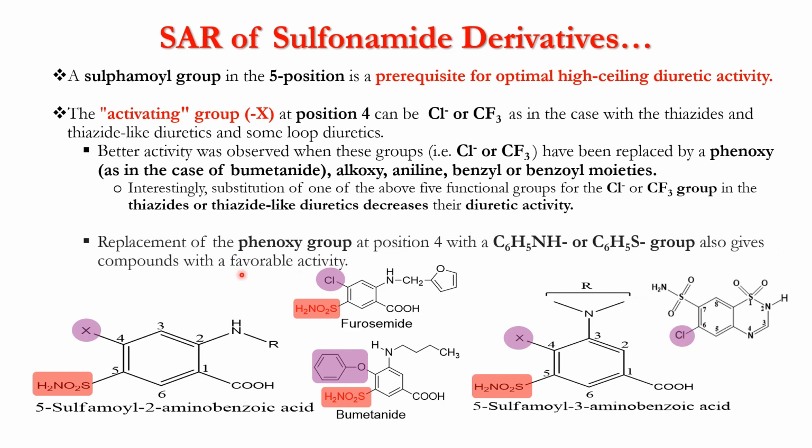So replacement of the phenoxy group is also possible at position 4 in the case of bumetanide with other moieties. At position 4, we can replace it with a phenylamino group. It's also possible with the phenylanilino group, and also possible with the benzothiazole group. So these molecules can also be replaced. The phenoxy group can also be replaced, which can bring potent molecules like the phenylamino and the benzenethiolate groups. Sometimes you can also replace it with anilino groups, which can give better activity in terms of potency.